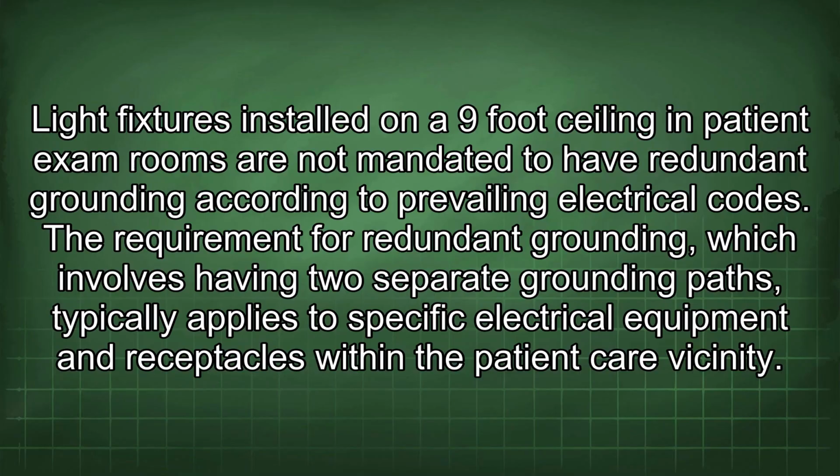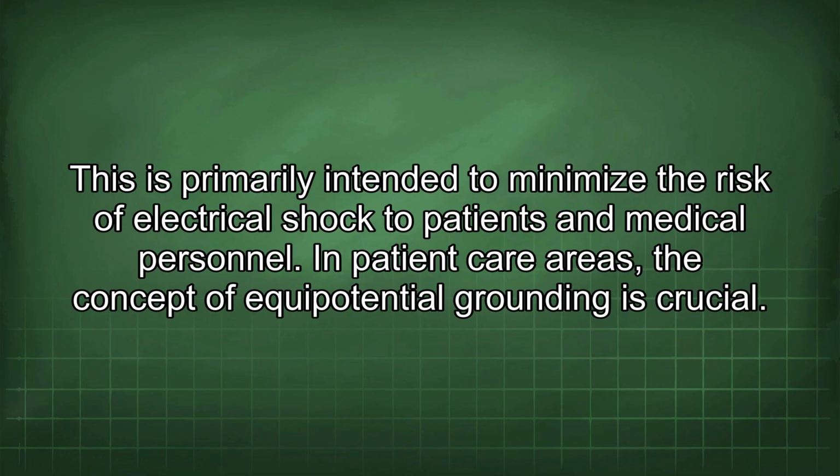Light fixtures installed on a 9-foot ceiling in patient exam rooms are not mandated to have redundant grounding according to prevailing electrical codes. The requirement for redundant grounding, which involves having two separate grounding paths, typically applies to specific electrical equipment and receptacles within the patient care vicinity. This is primarily intended to minimize the risk of electrical shock to patients and medical personnel.